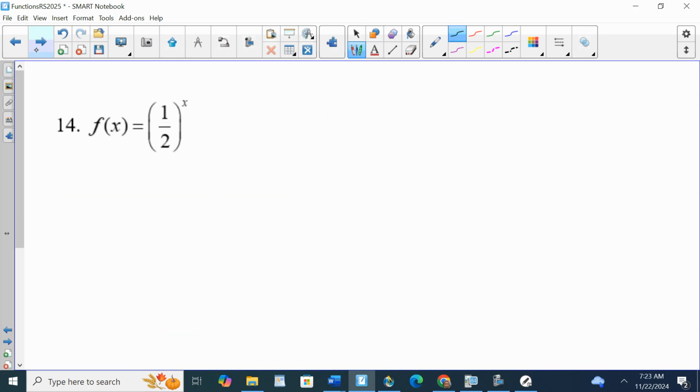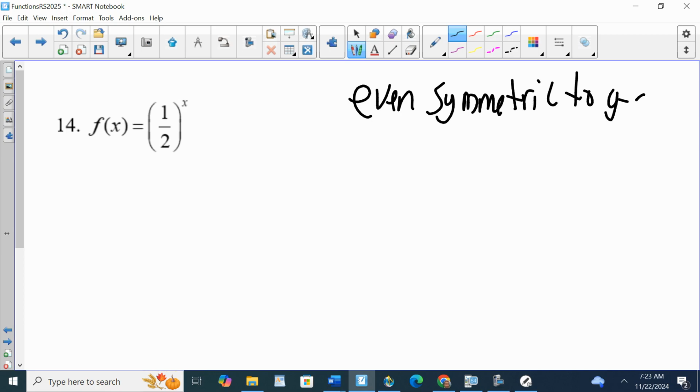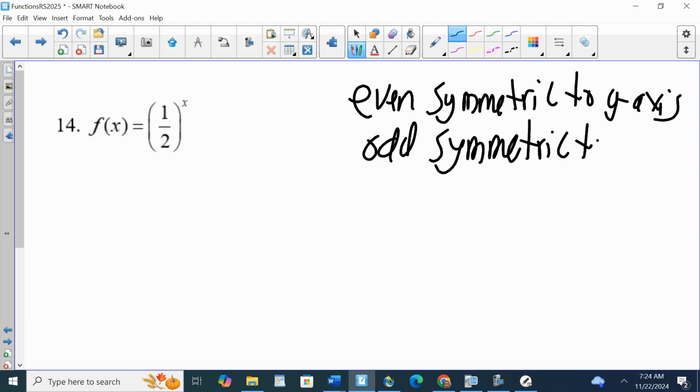Number 14. What's happening here? Let's see. This is asking if it is an even function, an odd function, or neither. Even: symmetric to the y-axis. Odd: symmetric to the origin. Meaning if I turn it upside down, it'll be exactly the same. Or if I count the points through the origin, they'll land on themselves.